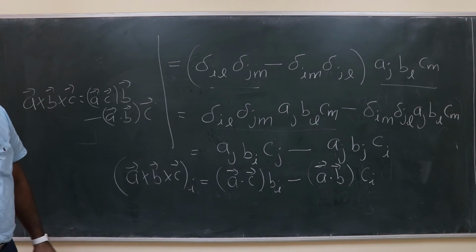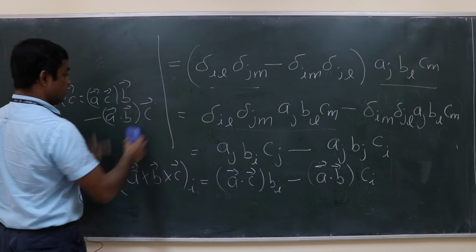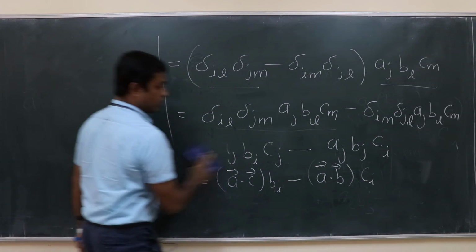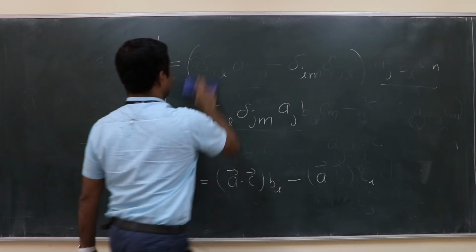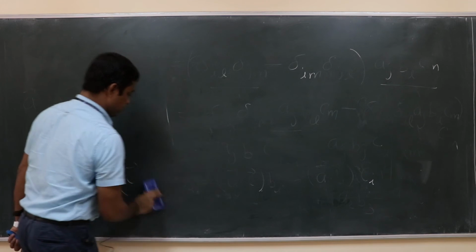Okay. In a similar way, so many identities are there. Now you try to solve those identities. Now you have understood how to use this index notation and these tensors, the Levi-Civita symbol and the Kronecker delta, to solve these identities.